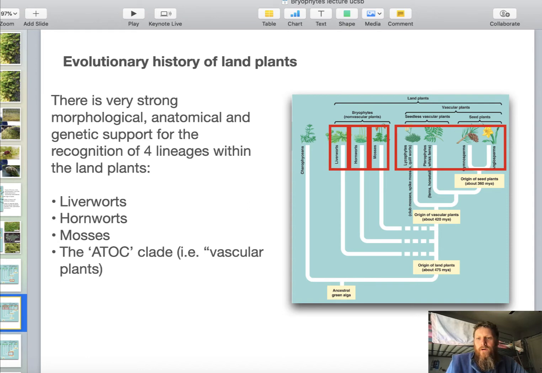So here are the 4 main branches on the tree of life as they exist today. There are some other extinct branches in there. You can notice there are these dotted lines down here that I'll talk about in just a minute. But we've got the liverworts, the hornworts, and the mosses, in no particular order. And then this other group is what bryologists refer to as the ATOC clade. This is just an acronym for all the other stuff, which comprises the rest of plant diversity in our view.